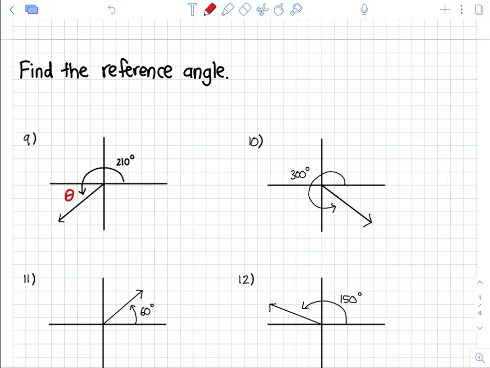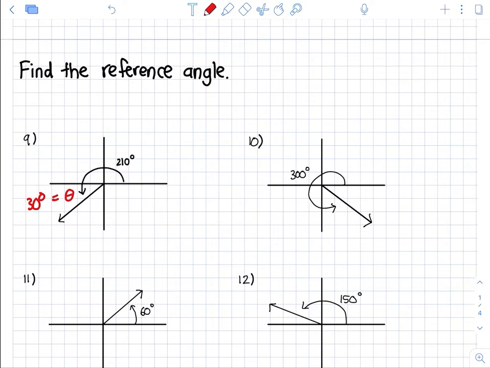Now, you have to determine what that angle measurement is. Well, you know from here to there it's 210. So if this amount is half a circle, which is 180, then that means this amount's going to be 30 degrees. If this is 180, then this other amount should be 30, because 30 plus 180 is 210.